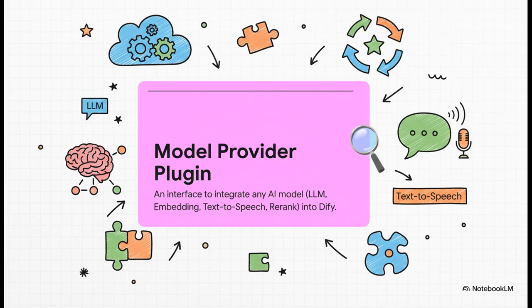And this right here is a perfect example of how powerful that ecosystem is. The Model Provider plugin shows off Dify's flexibility. It's basically an interface that lets you plug in pretty much any AI model you want. You are not locked into one provider. Whether it's a new open source LLM, a specific embedding model, or even a text-to-speech service, you can integrate it. This makes the platform model agnostic and really helps future-proof your work.